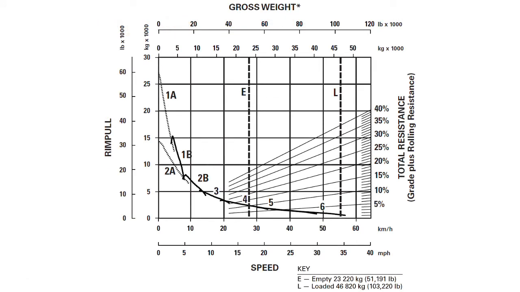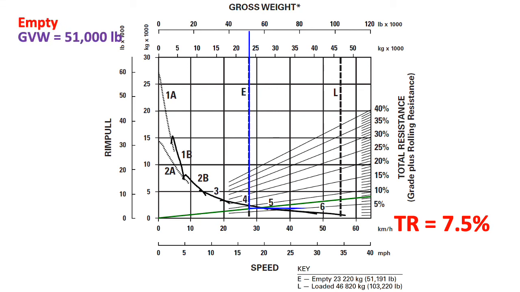Now let's use the performance chart to find the maximum speed for return. We got a resistance of 7.5% and the empty weight of 51,000 pounds during return. So the maximum speed is going to be 21 miles per hour.